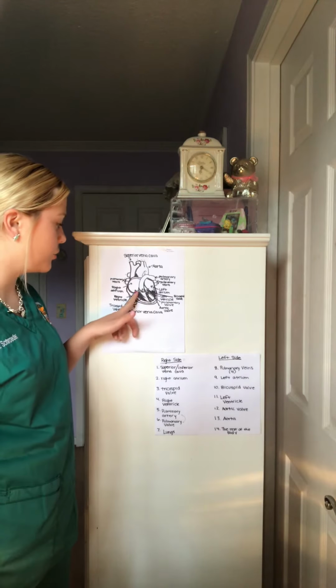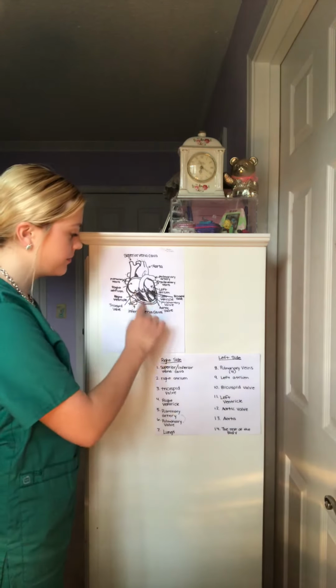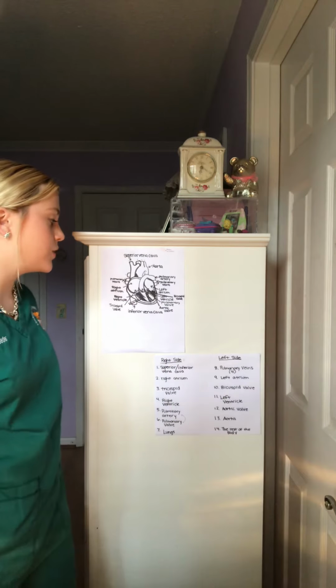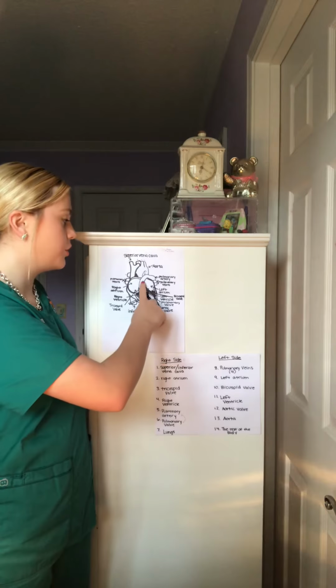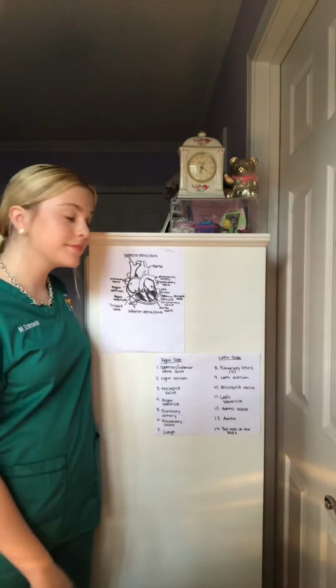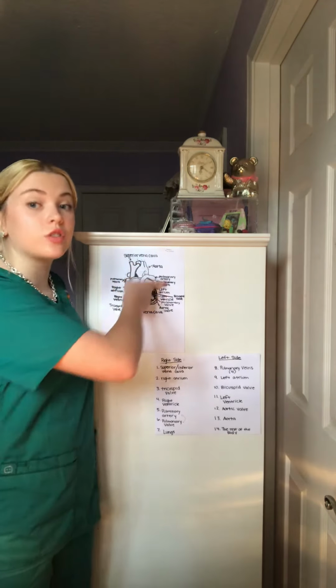Okay, once it goes through your tricuspid valve, it'll enter into your right ventricle, which is this here. And once it leaves your right ventricle, it shall go into your pulmonary valve and up through your pulmonary artery. And once it leaves your artery, it shall go into your lungs.